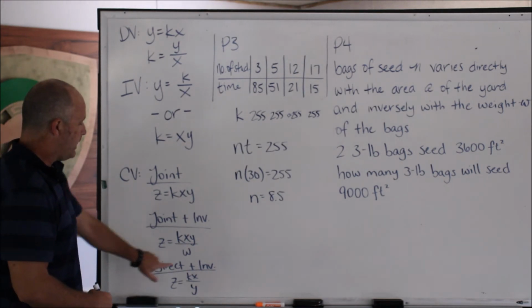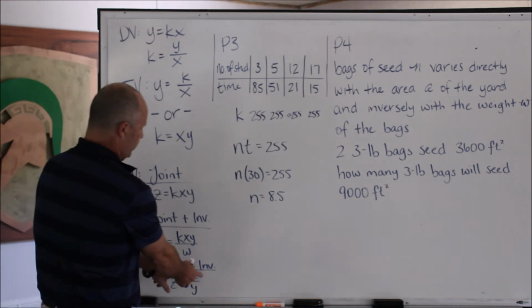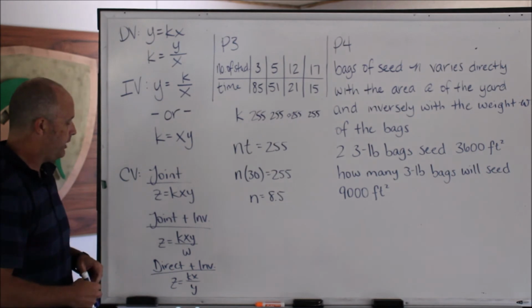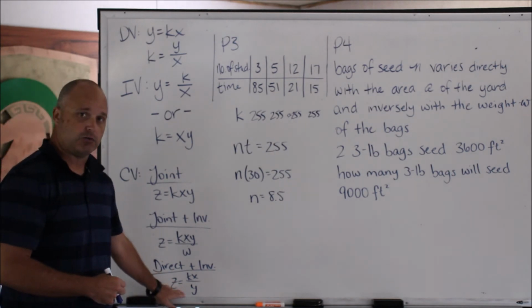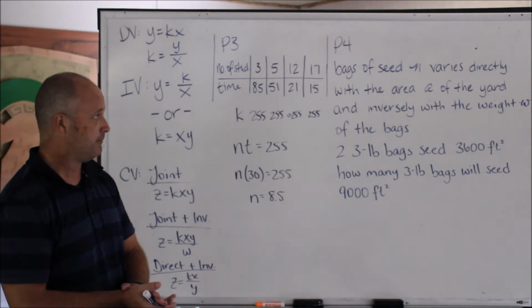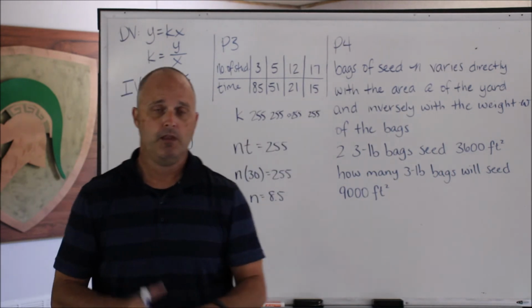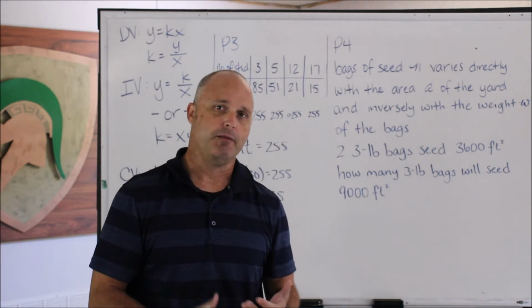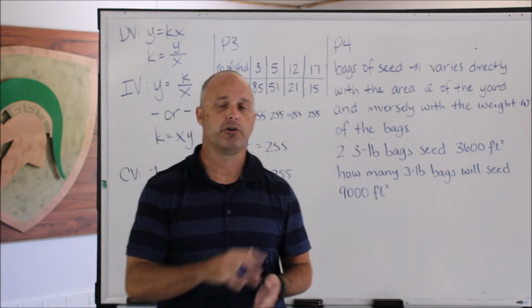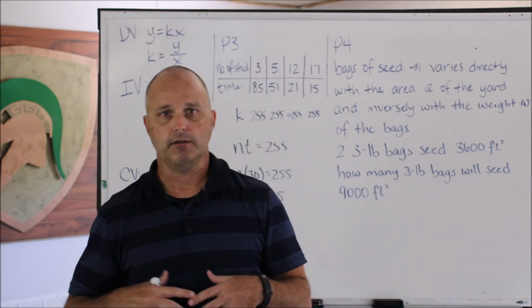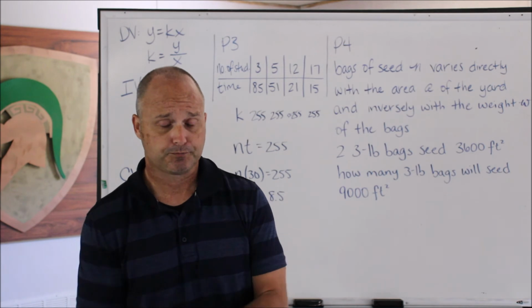Then if we have direct and inverse, our direct variation kx is going to be in the numerator, and our inverse variation y is going to be in the denominator. So that brings us to problem number 4, which is a word problem. What we're trying to do is figure out how many bags of seed we are going to need in order to completely seed an area of a yard.